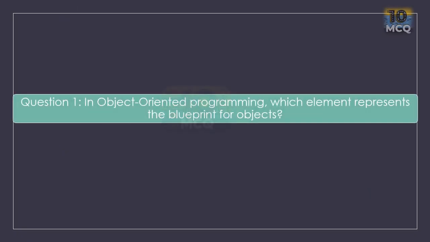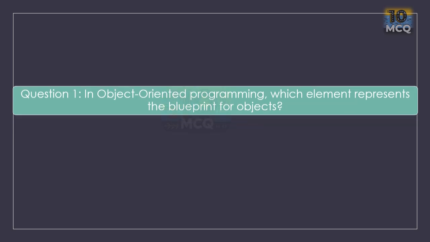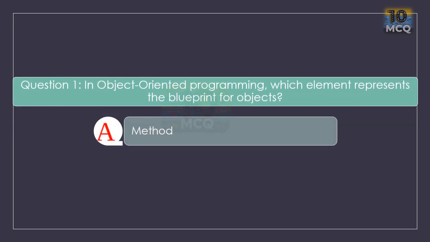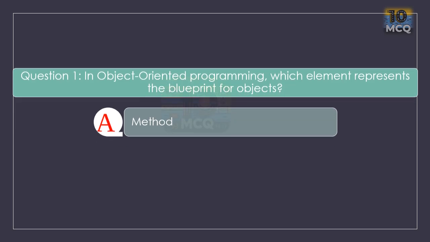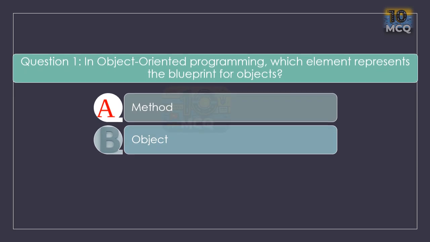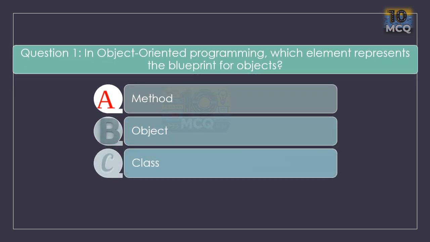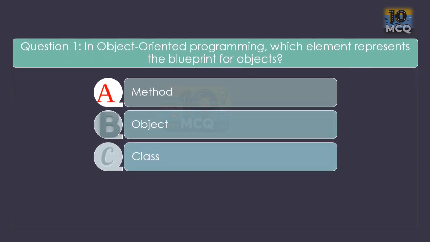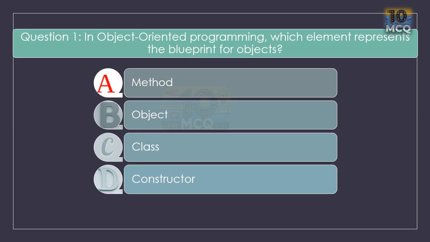Question 1. In object-oriented programming, which element represents the blueprint for objects? Option A, method. Option B, object. Option C, class. Option D, constructor. The correct answer is option C, class.